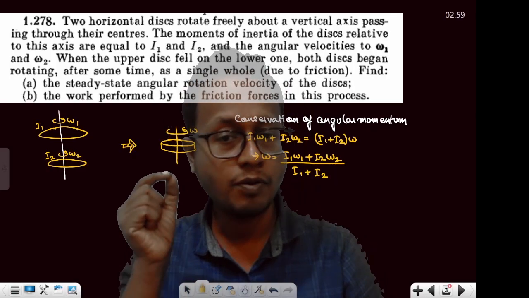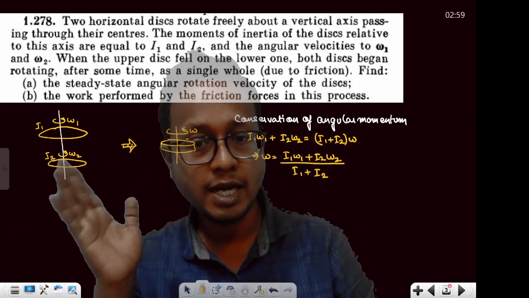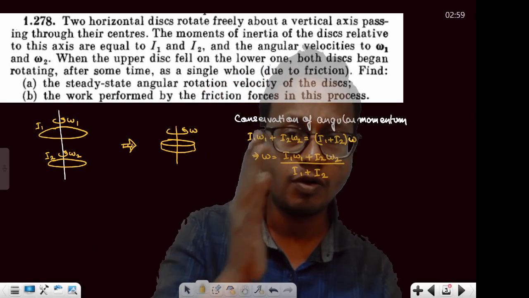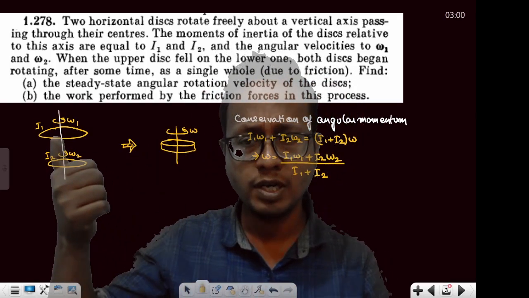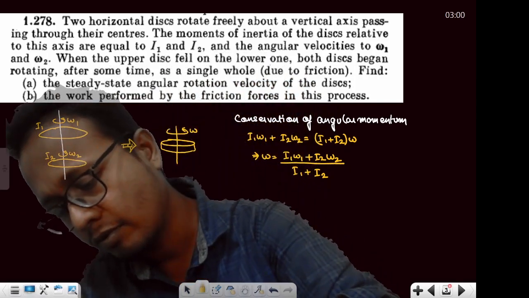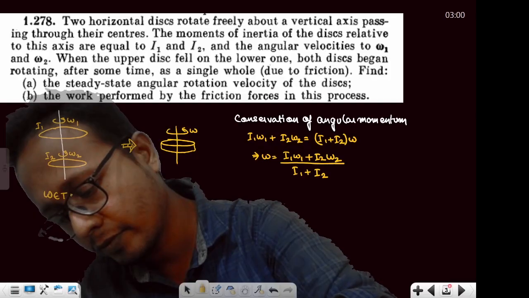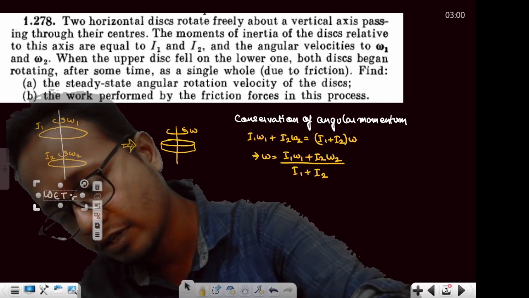I can simply apply, not conservation, the work energy theorem. Change in kinetic energy of the system is equal to work done by all the forces, or all the torques, acting on the system. There is only one torque acting on the system, and that is nothing but the friction torque. So, the work energy theorem: change in kinetic energy is equal to work done by all the forces or torques.